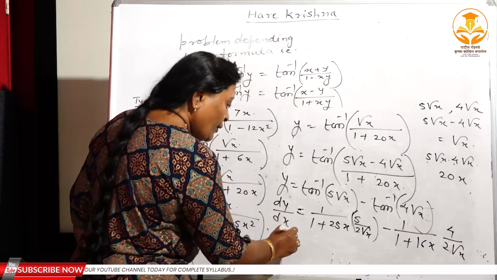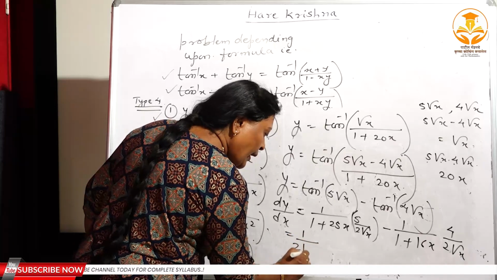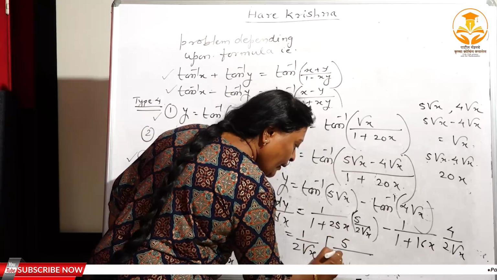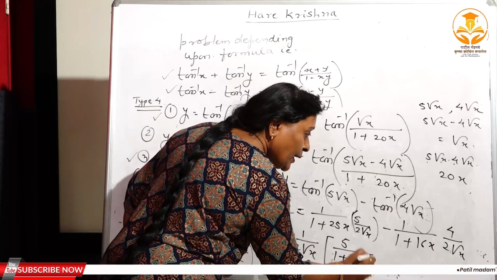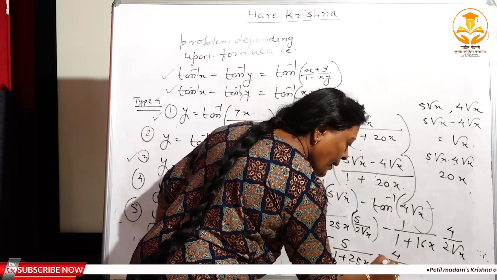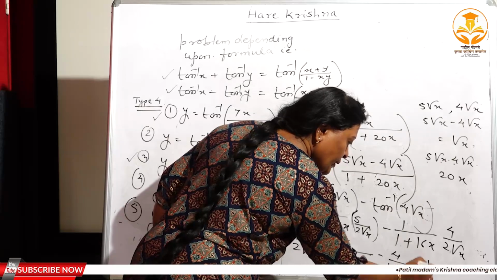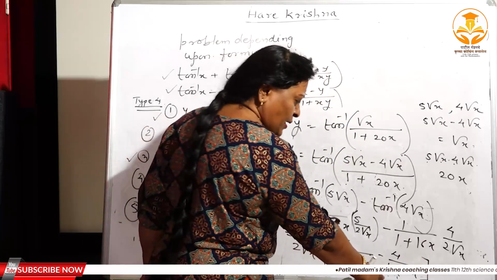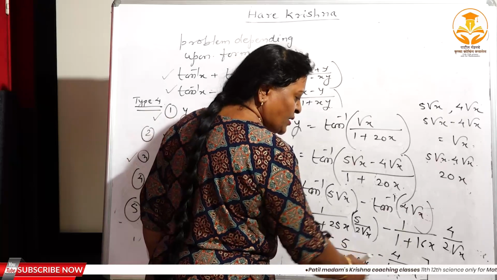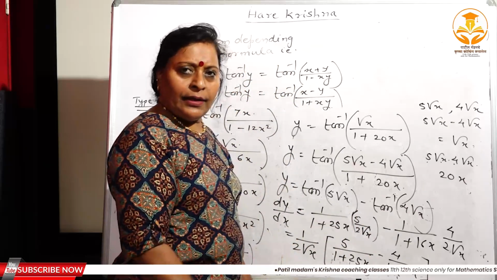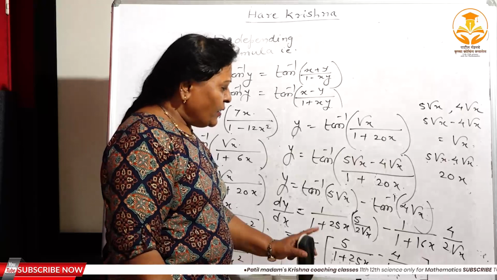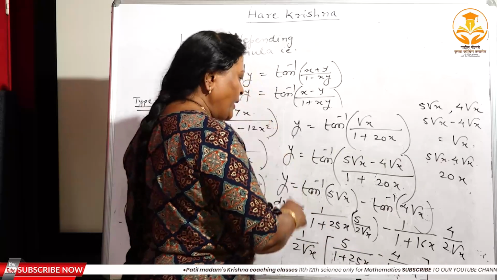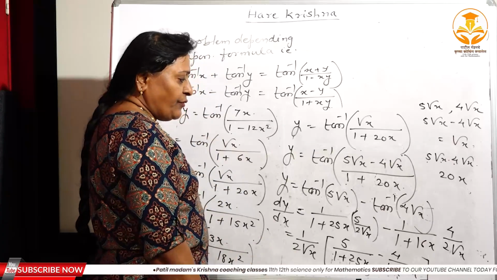Right? Therefore 1 upon 2 root x you can take common, and what is remaining is 5 divided by 1 plus 25x, and here you can write 4 divided by 1 plus 16x. Right? No need to make the simplification again. ये simplify करना जरूरी नहीं है, यहाँ तक ही कर दिया तो चलेगा. Right? यहाँ तक ही stop कर दो प्रॉब्लम को, ये जरूरी नहीं. Right? So this is the solution of this problem.